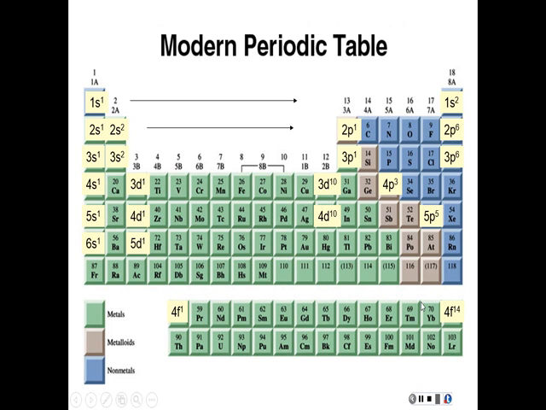So after 4f14, where would you go? Right back up here, 5d2, and then continue across the table. Then there's 6p1, 6p6, etc. 6d1, 5f1, 5f14.